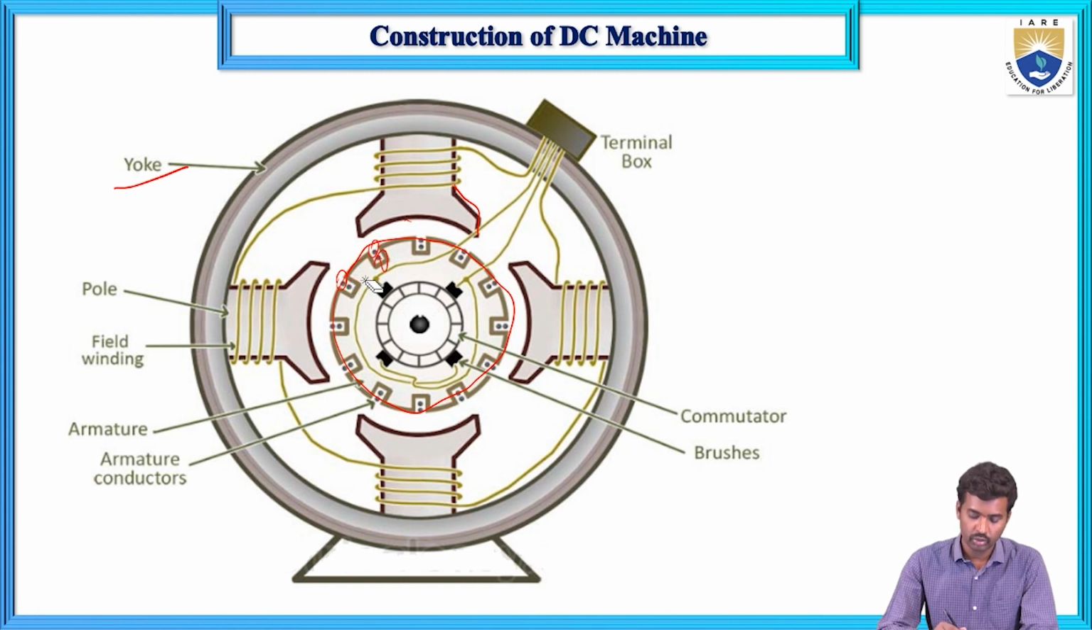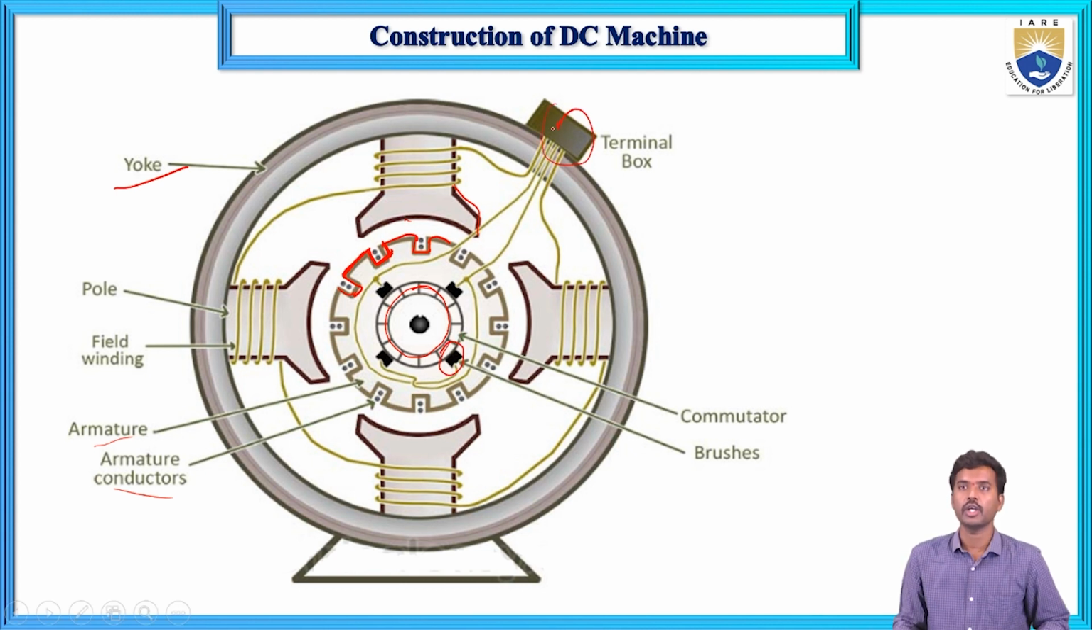Next, the armature core consists of teeth and slots. In the slots, the armature winding is placed in the armature core. Armature winding means armature conductors. Next, this is the commutator, and these are the brushes. This is the terminal box. This is the two-dimensional picture.